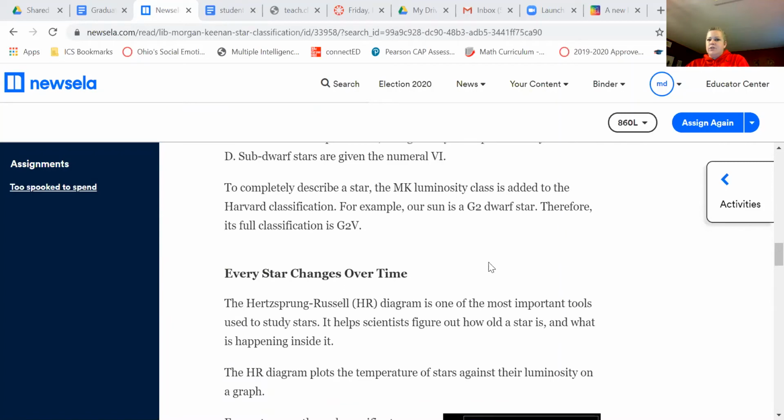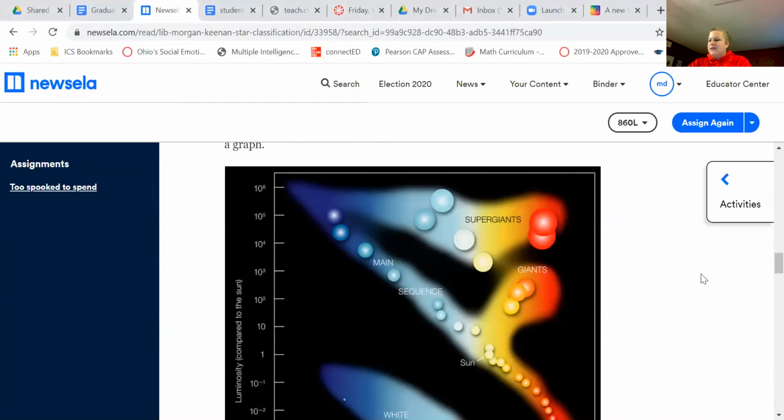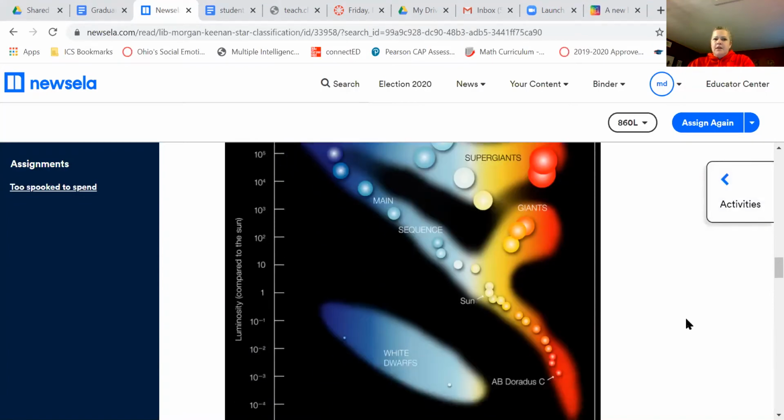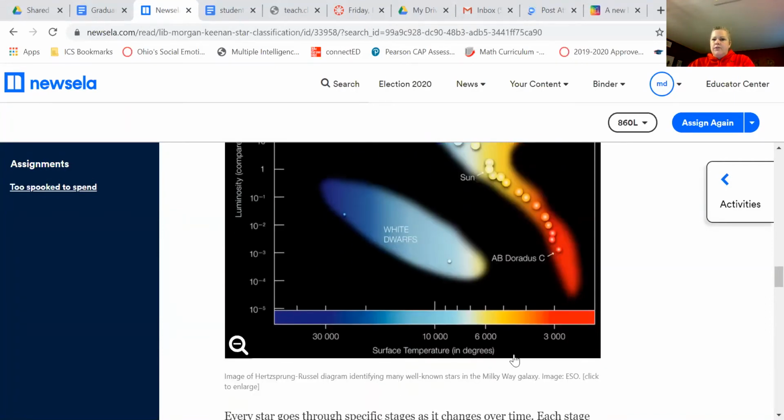Every star changes over time. And there's this really great diagram. And this is really summarizing all the learning. We have 2 different scales. We have the luminosity scale. This is how bright it is. To illuminate means brightness. And you can see the sun is right here, pretty low on this scale. And then down here we have surface temperature, the heat of the sun. And we're going from very, very hot to less hot.